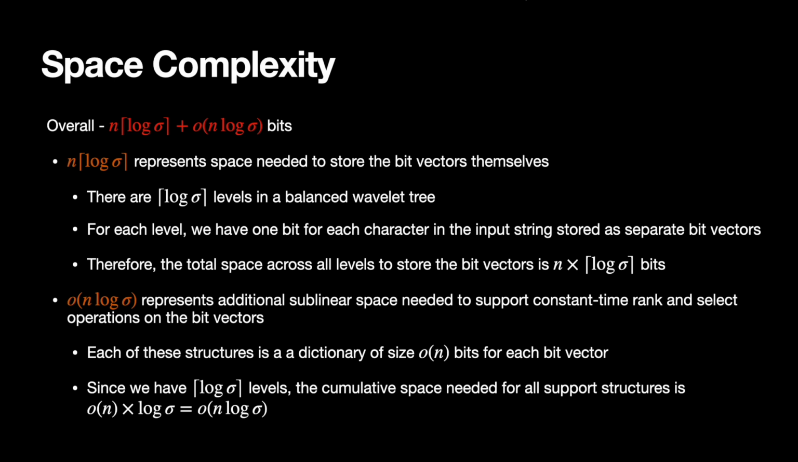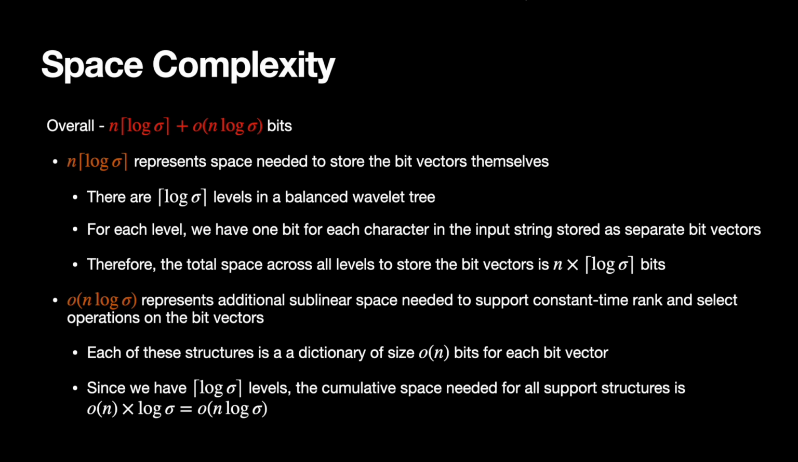So the first term here, the bigger one, n log sigma, represents n times the ceiling of log sigma, which is the space needed to actually store the bit vectors. There are log sigma levels in a balanced wavelet tree, which we discussed. For each level, we have 1 bit for each character in the input string, stored as separate bit vectors.